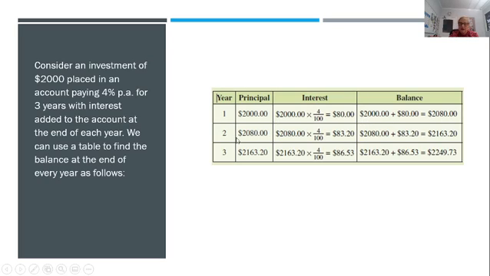So the second year, we now start with $2,080. We do the same calculations, we're making $83.20. So at the end of the year, we've got $2,163.20. We stick that back in for the third year, work it all out, we make $86.53. So in total, we've now got $2,249.73.